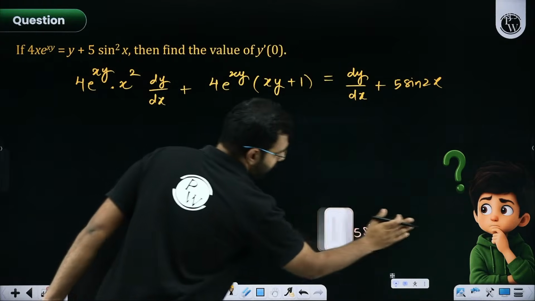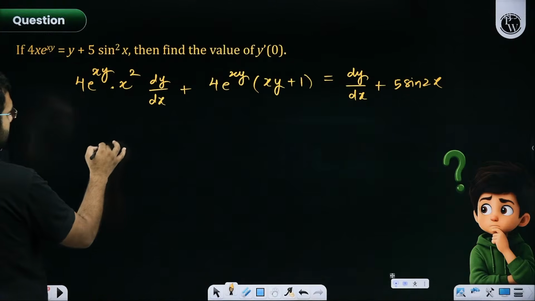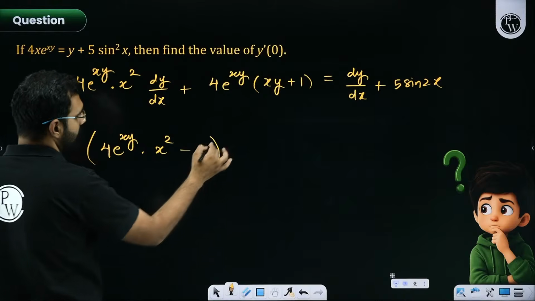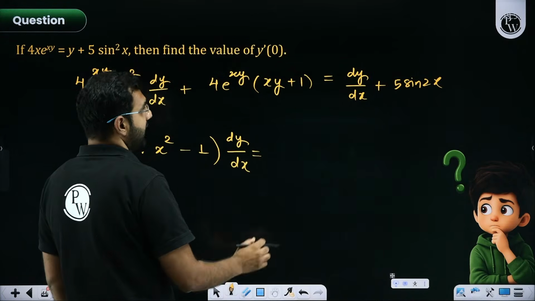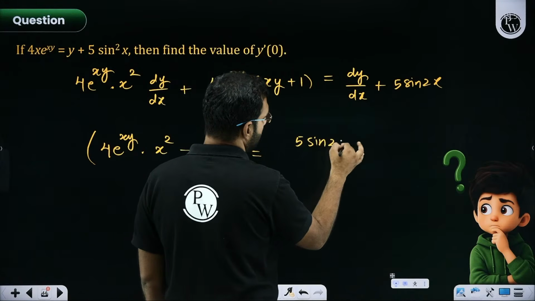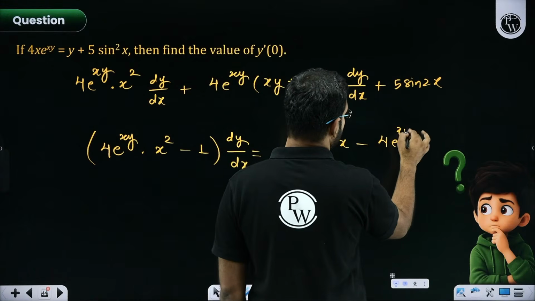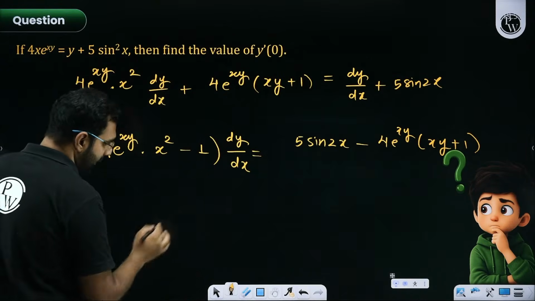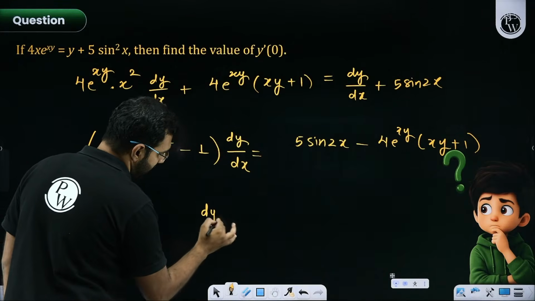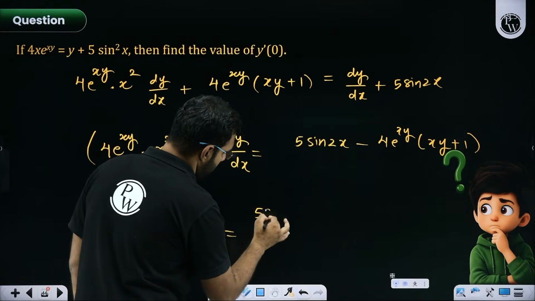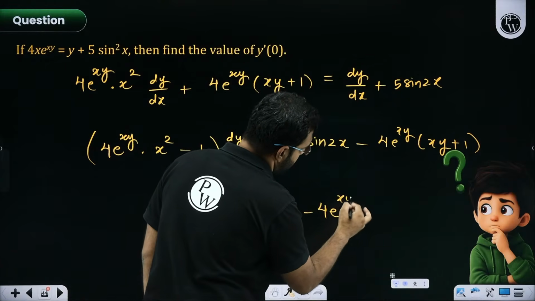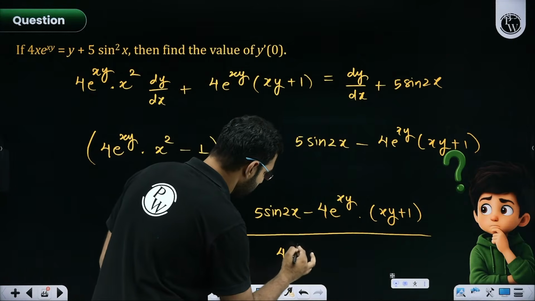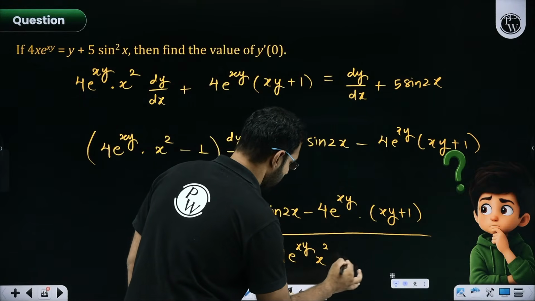It's sorted. Now, everything in dy by dx I keep on one side, other things on the other side. So this is 4 e to the power xy times x square dy by dx minus dy by dx on one side. On the right hand side, it will be 5 sine 2x minus 4 e to the power xy times xy plus 1. Yes or no, all the participants? With this, finally, I will write dy by dx as 5 sine 2x minus 4 e to the power xy times whole of xy plus 1, divided by 4 e to the power xy times x square minus 1.